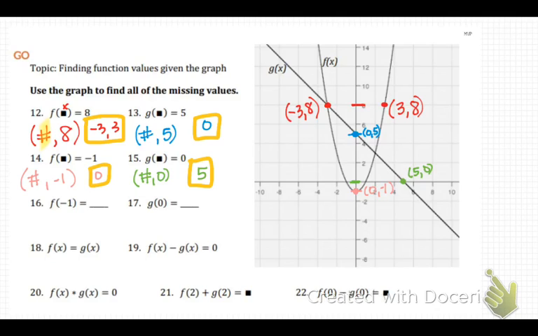Next one, number 16 is f of -1 equals a number. So am I looking for x this time or am I looking for y? I'm looking for y this time. I know x to begin with. So I have -1, comma, a number. So I can go over to -1, which is to the left. And then f is on that graph, so what is that value? What's the number right there? I have -1, comma, 0, so my answer is 0.